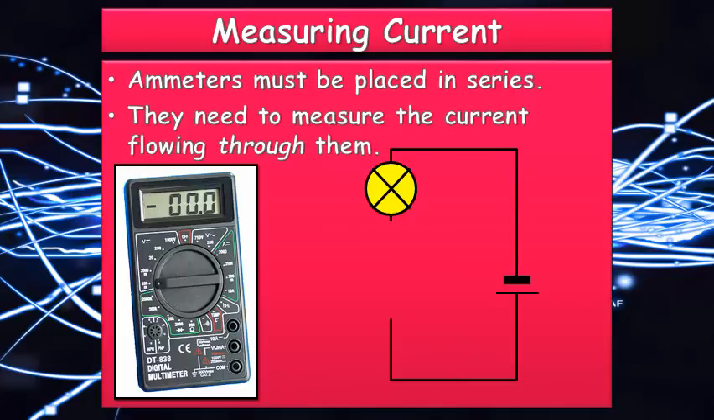Okay, so the way we measure current is that we use something called an ammeter, and it's placed in something called a series circuit, which we're going to go over, kind of going over what we did last year. You need to measure the current flowing through them. Okay, it's very important they go through them. That's why they're in series. So we just attach it there, and you can measure the current.